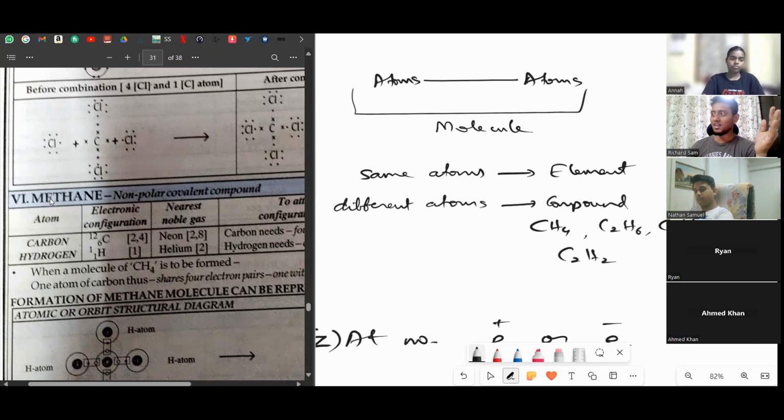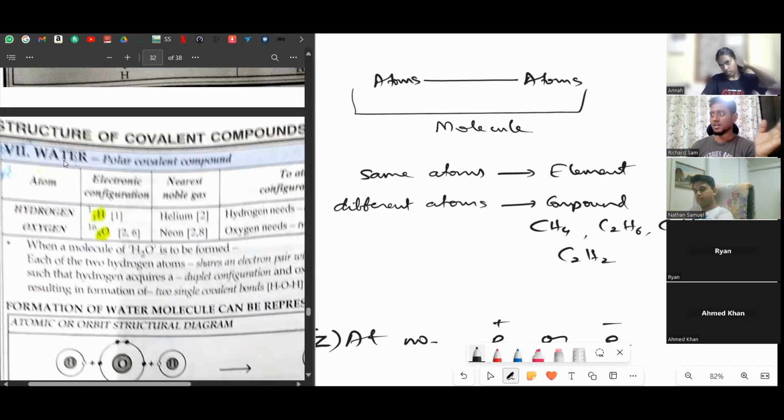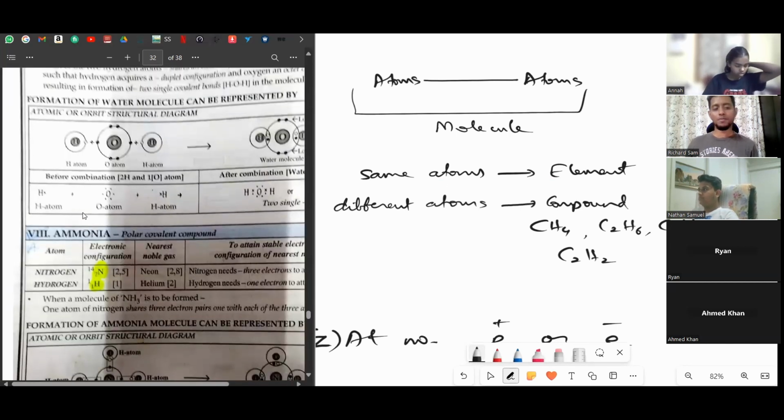That is ammonia. Oh, no, and ammonium. CH4. Right. So that's carbon and hydrogen. Both are non-metals. Next, water. So hydrogen and oxygen. Again, both non-metals. And last is ammonia. Formula? NH3. Nitrogen and hydrogen. Both non-metals. So all of these 8 compounds, or 8 covalent molecules, they're all made up of non-metals.